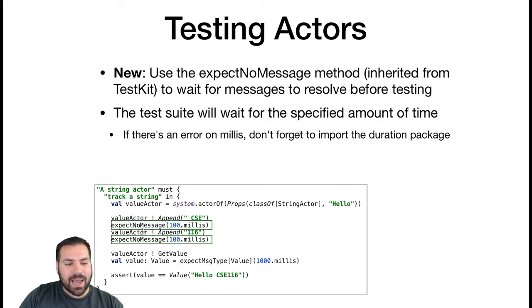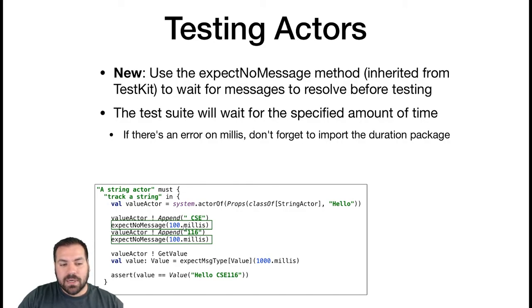If any messages are received, as the name implies, expect no message for this duration. If any messages are received in this time frame, the test fails. The test stops, everything's done, actor system shuts down, and you get a big, hey, this test case failed. You didn't pass all the tests. You didn't pass all the asserts.